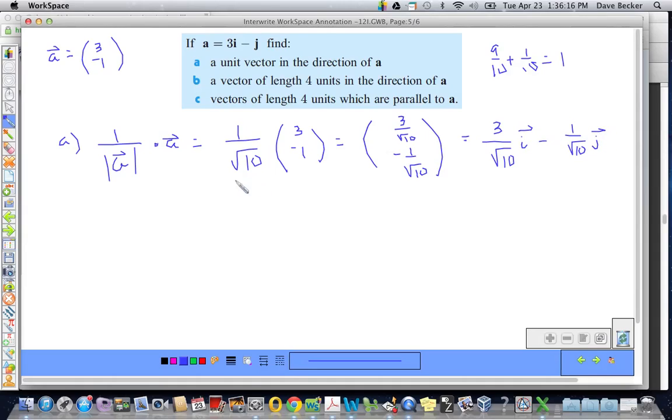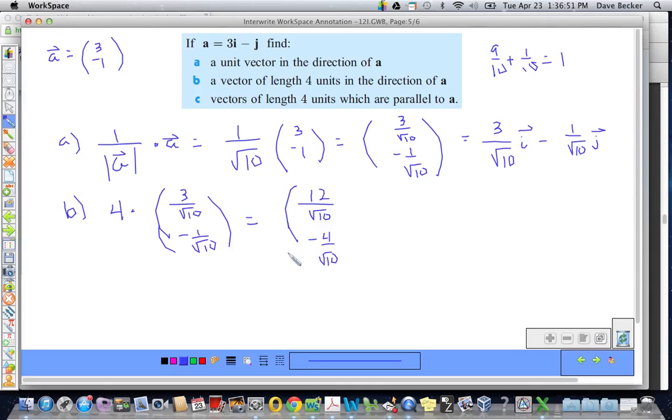Put in my vector signs. Okay. B, a vector of length 4 units in the direction of a. Well, all I have to do is take 4 times this. So 4 times 3 over root 10, negative 1 over root 10 would be equal to 12 over root 10, and let's see, negative 4 over root 10. Then I could also write this as 12 over root 10 i minus 4 over root 10 j.